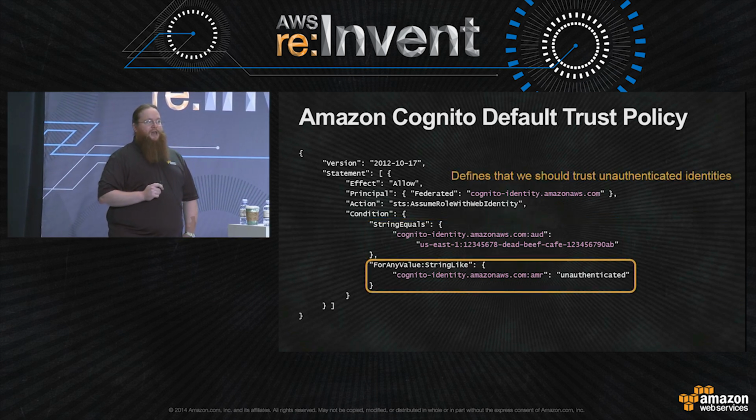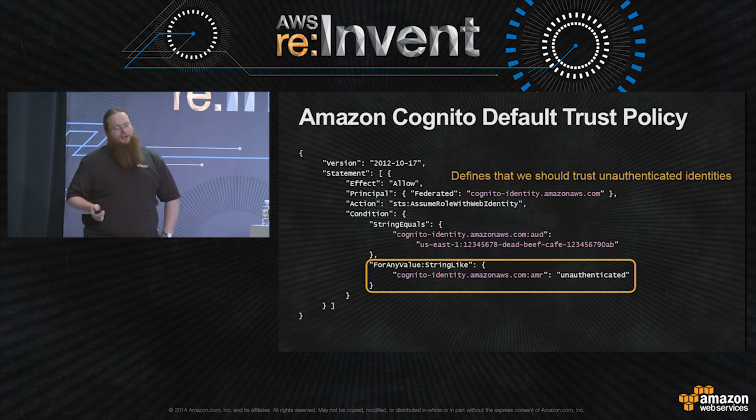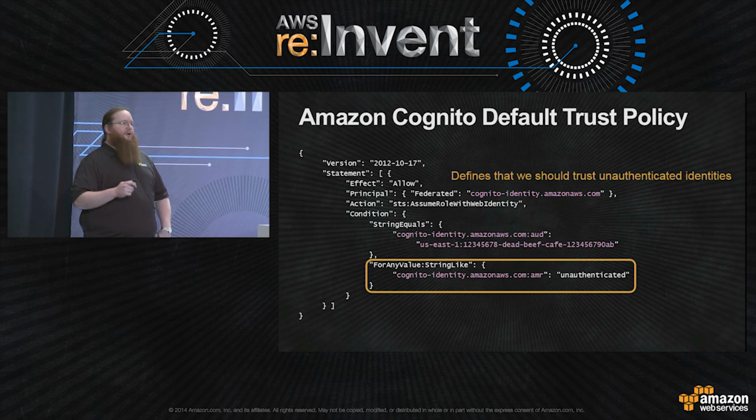Finally, we also use the AMR field to define what kind of authentication was used. So in the case of guest users, it's set to unauthenticated. For authenticated users, it's set to authenticated, but it also includes a list of any authentication methods used. So in the case of our example, we would also have www.amazon.com.